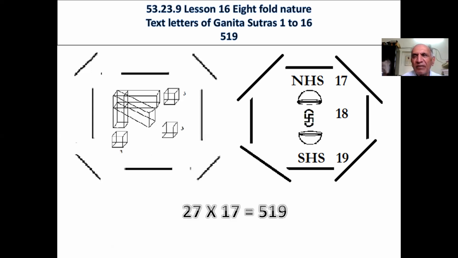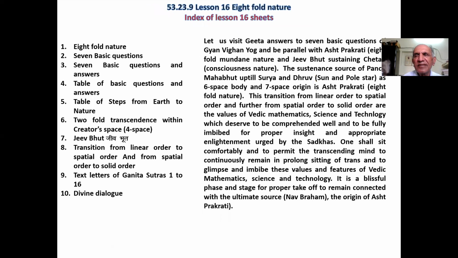Let us sit comfortably. Let us be parallel with this reach of the Vedic mathematics. Let us visit Gita answers to 7 basic questions of Gyan Vigyan Yog and be parallel with Asht Prakriti, eightfold mundane nature, and Jeev Bhut sustaining Chetan consciousness nature. This sustenance source of Panch Mahabhut, up till Surya and Dhruv, sun and pole star, as 6 space body and 7 space origin, is Asht Prakriti, eightfold nature.